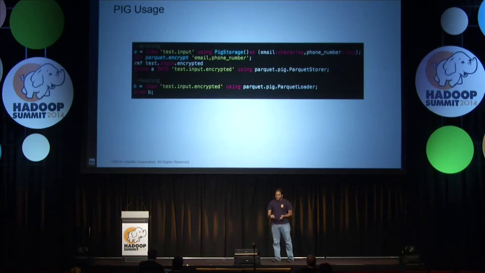So this is a sample usage. Again, we are trying to be as non-intrusive as possible. The only thing you have to say when you're doing encryption is which columns you have to encrypt. You basically say, okay, Parquet.encrypt, email, phone number. These are the columns that you have to encrypt. And the Parquet storer function will take care of the key manager, getting the keys, encrypting, and storing it. So you don't have to do it.